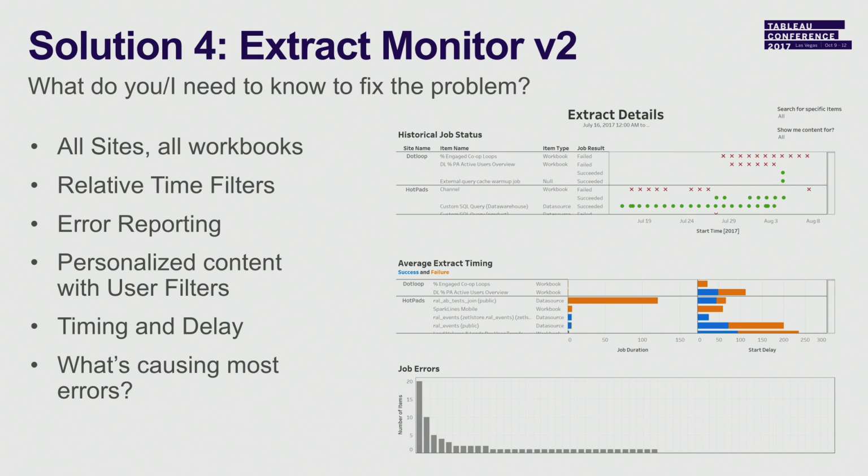Extract Monitor V2. Essentially, after conversations with the users about what they need to know, that's what we built. It's organized by individual, the job, is it a workbook or a published data source? Did it fail or succeed? How did it happen over time? We look at the timing of the extracts. How long do they take? How long are they getting delayed? And then we look at the distribution of errors.